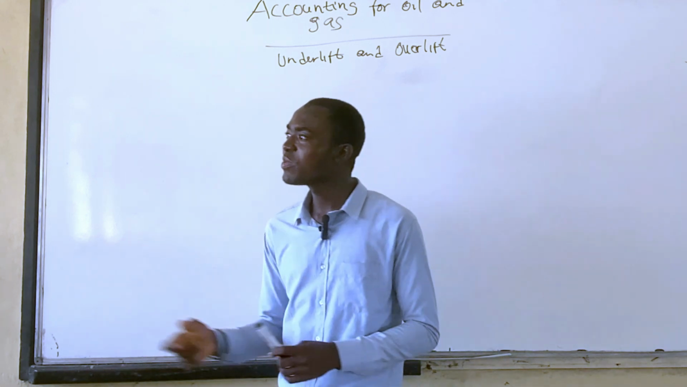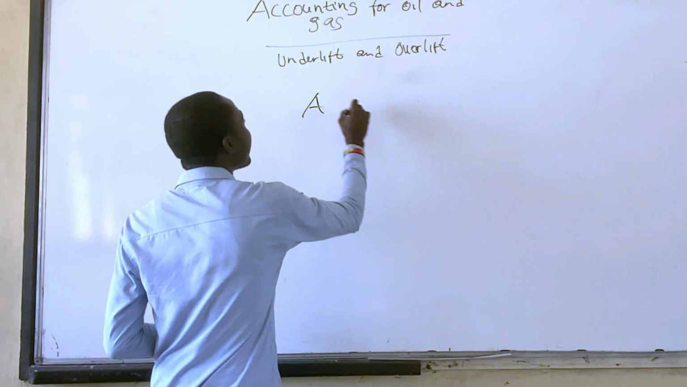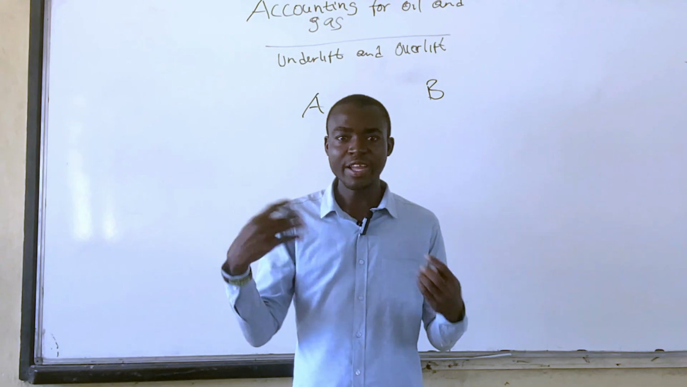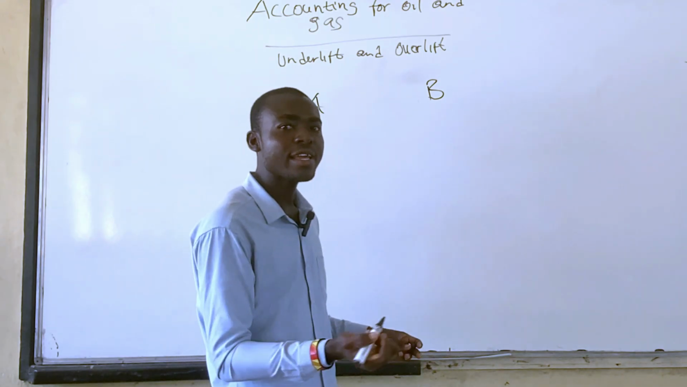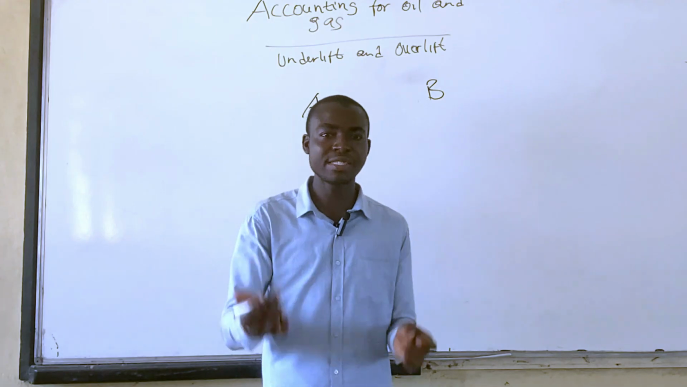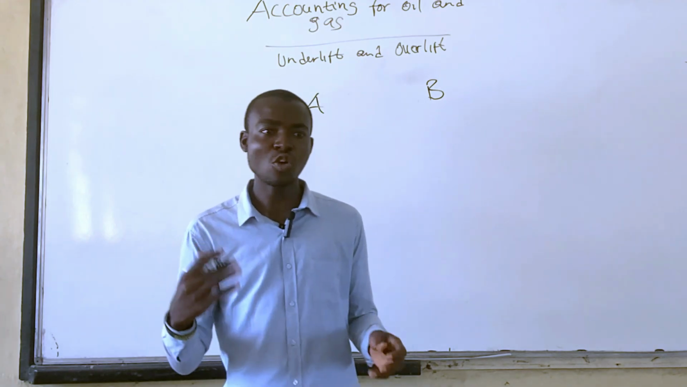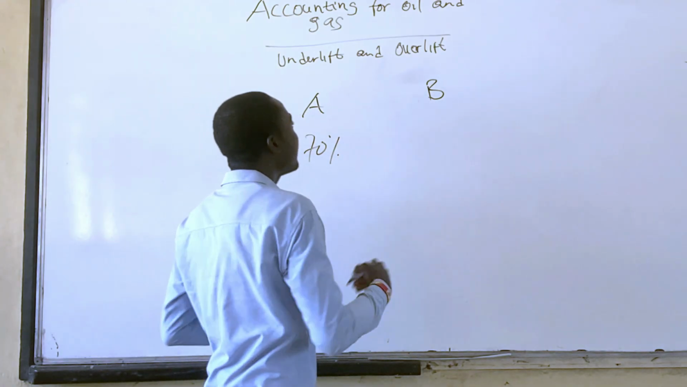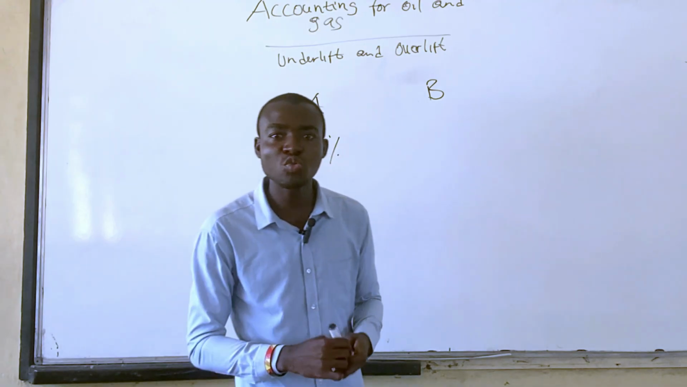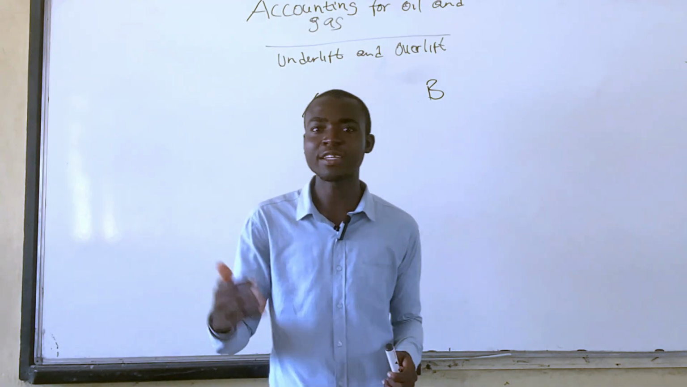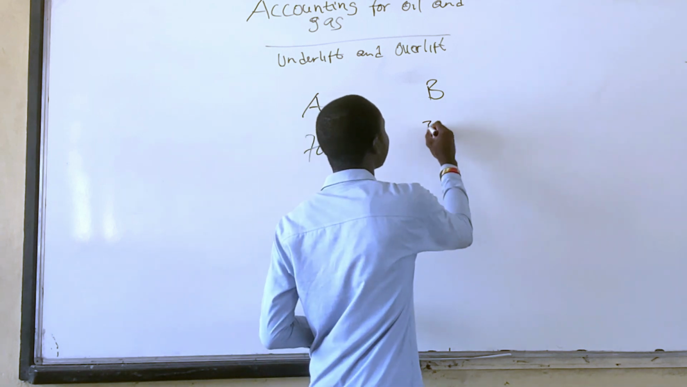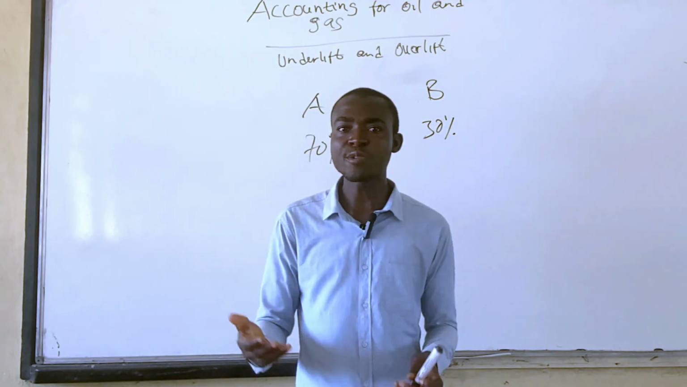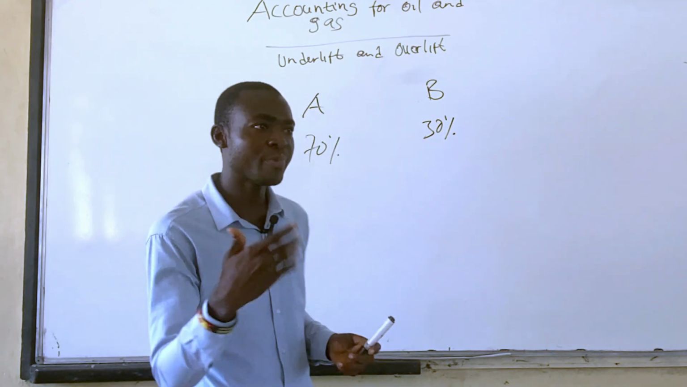So for example, let's assume that A and B have entered into a joint venture, and A is entitled to 70% of the barrels of oil that they will produce. And then B is also entitled to 30% of the barrels of oil that they will produce. So in case the number of barrels of oil that they produce during the year is 100 barrels of oil.